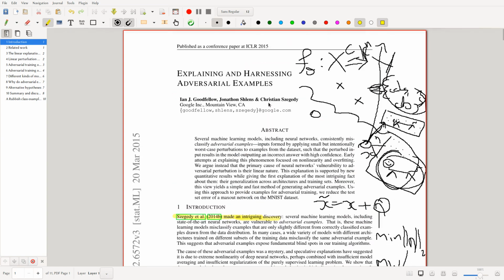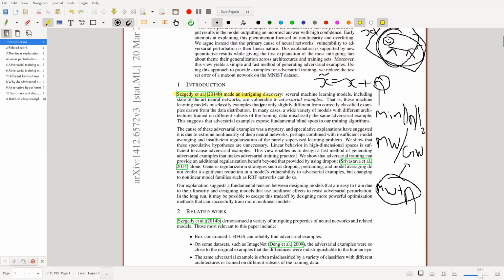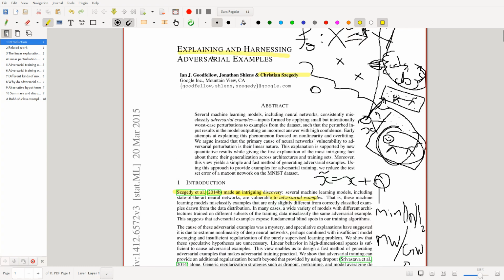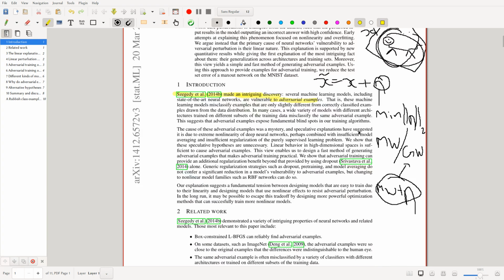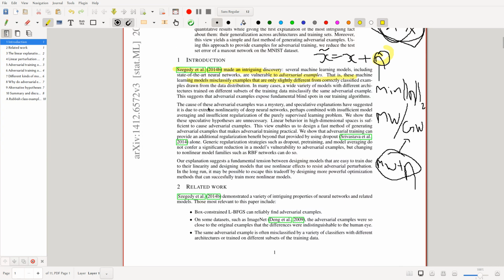So Szegedy, who I guess is the third author here, made a discovery: several models are vulnerable to adversarial examples. Maybe we'll discuss a little bit later why this is a possibility. And I guess this is the whole point of the paper, Explaining and Harnessing Adversarial Examples. They misclassify examples that are only slightly different from correctly classified ones. So we're minimizing this eta, remember.